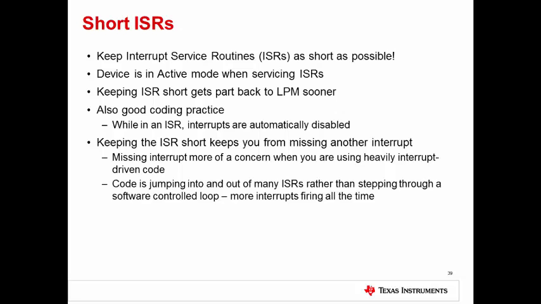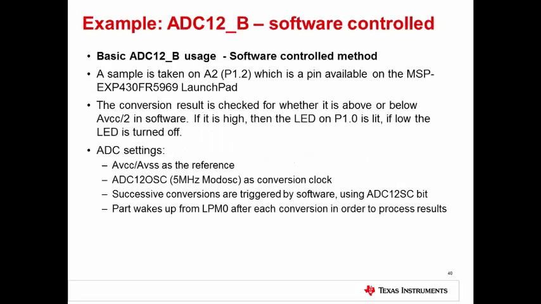To exemplify what we have seen about software interrupts, let's take a look at an application which simply reads a voltage using the ADC, and if the voltage is above AVCC divided by 2, it turns on an LED. If not, it turns the LED off. As we saw previously, the ADC has different measures to save power consumption. This example uses an external AVCC reference and an internal MODOSC oscillator, but it uses a software trigger to start each conversion and then wakes up the CPU after each conversion to process the results.